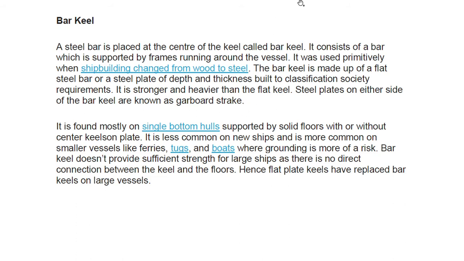So the garboard strake I have already shown in the diagram. It is found mostly in single bottom hulls supported by solid floors with or without center keels and plate. It is less common on new ships and more common on smaller vessels like ferries and tugboats, where grounding is more of a risk, because it is very strong. It forms an I-beam part, so even if there is grounding, it is not going to damage much. Bar keel does not provide sufficient strength for large ships as there is no direct connection between the keel and the floor. Hence flat plate keels have replaced bar keels on large vessels.